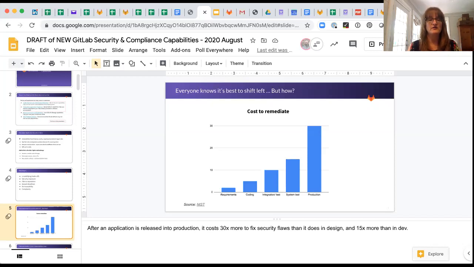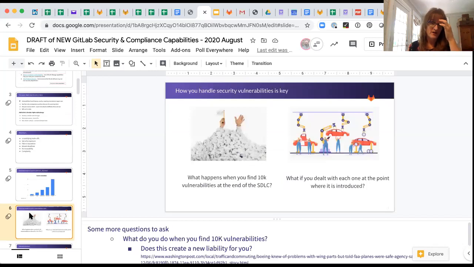That's been around for a long time, and that's why we still don't have really good market penetration around application security. Not just GitLab, the market in general doesn't always do application security like they should. So ask them questions. If they're using Fortify or Veracode or one of the tools that's been around for a long time, what do you do when you find 10,000 vulnerabilities late in your software development lifecycle? It happens all the time.